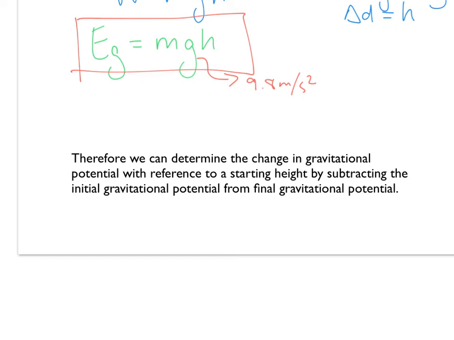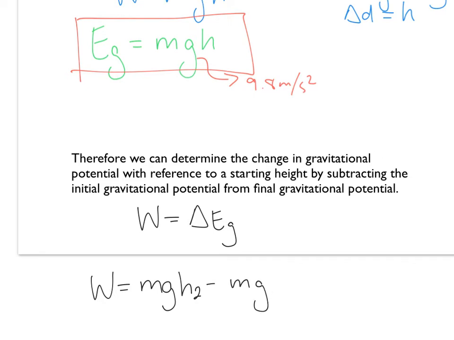Just like everything in this course, we want to determine the change of energy, or the delta Eg. We can determine the change in gravitational potential energy, with reference to a starting height, by subtracting the initial gravitational potential energy from the final gravitational potential energy. So your work would be your final minus your initial gravitational potential energy. And as you can see, this is dependent on height.